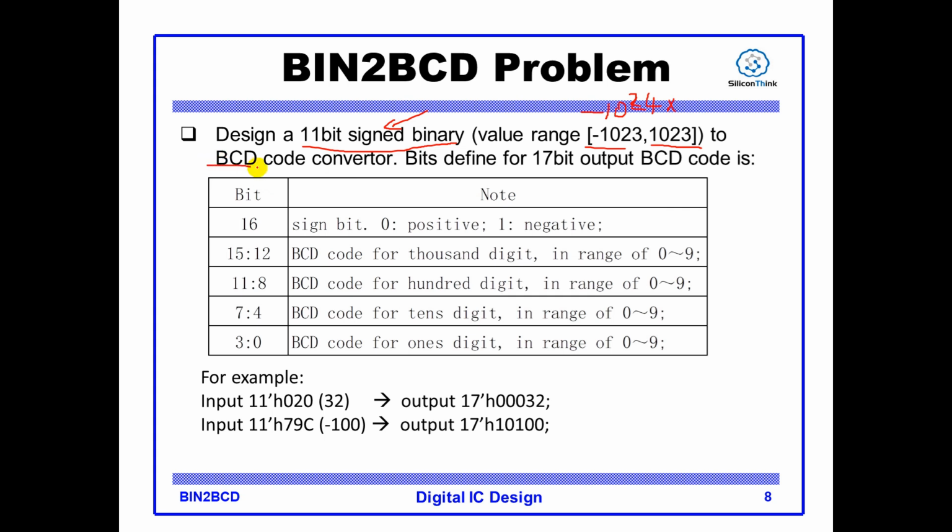And what is the BCD code? The defining of BCD code is as follows. For the output 17 bits, the first bit is assigned B. So if it's positive number, this bit is 0 and 1 for negative. Then there will be 4 bits to represent the digit for ones, tens, hundred, and 1,000. For each digit, it uses 4 bits, and the value range is 0 to 9.